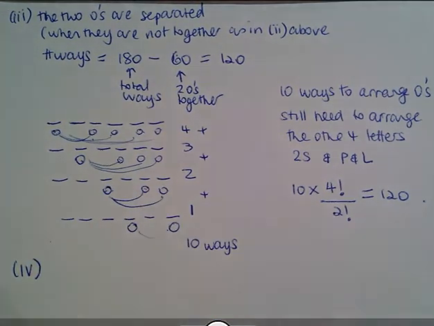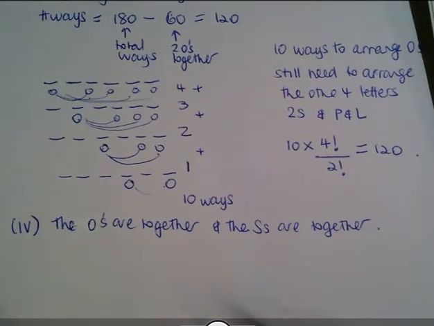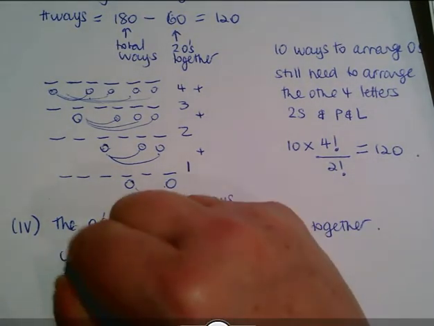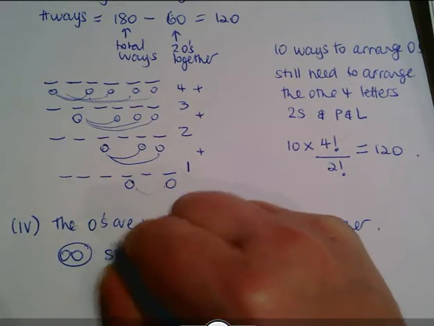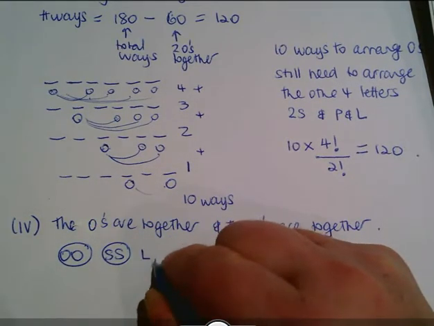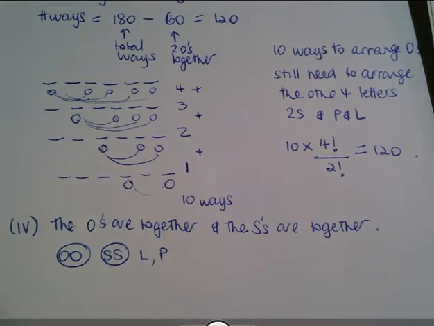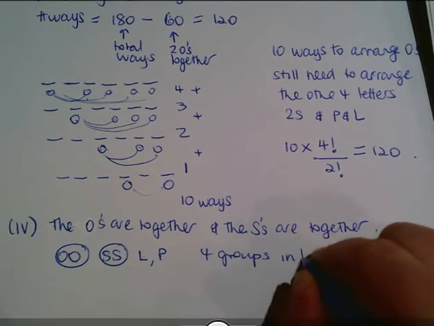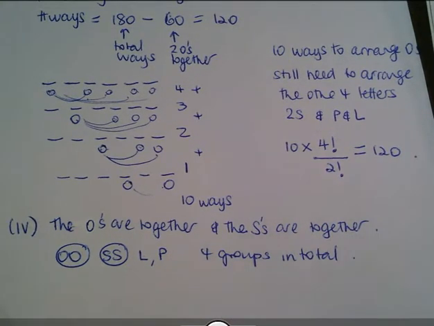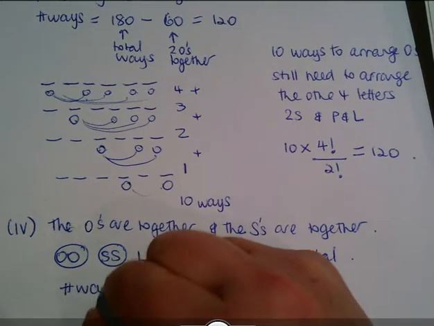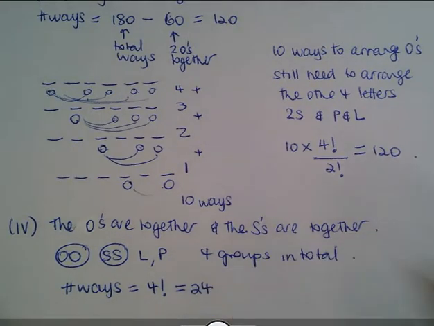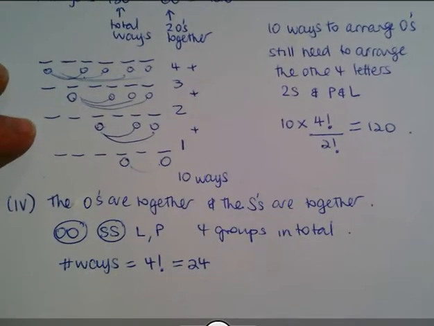And now for part 4. Now if the O's are together, for part 4, the ways that you can arrange it, if the 2 O's are together and the S's are together, we've got O as a group, S as a group, and L and P. So we're really just arranging 4 groups. So we've got 4 groups in total. Okay, so basically there are no repeats then. So the number of ways of arranging those will just be 4 factorial, which is 24. So remember, you don't have to order the O and the O because they're identical, and you don't have to order the S and the S.